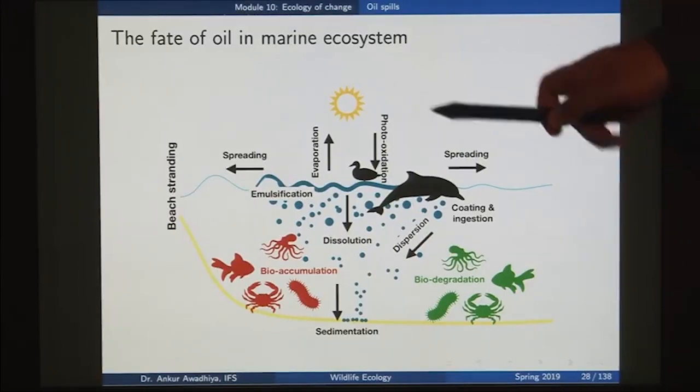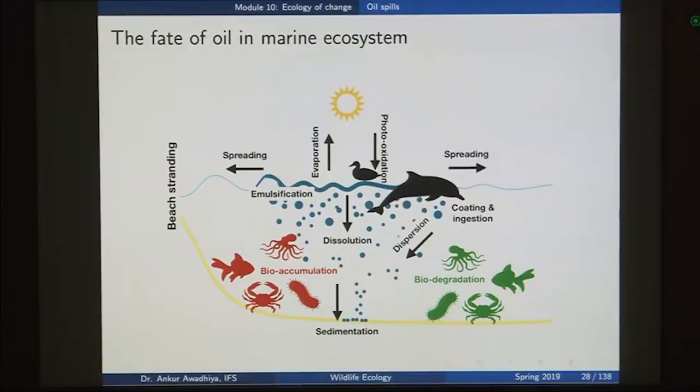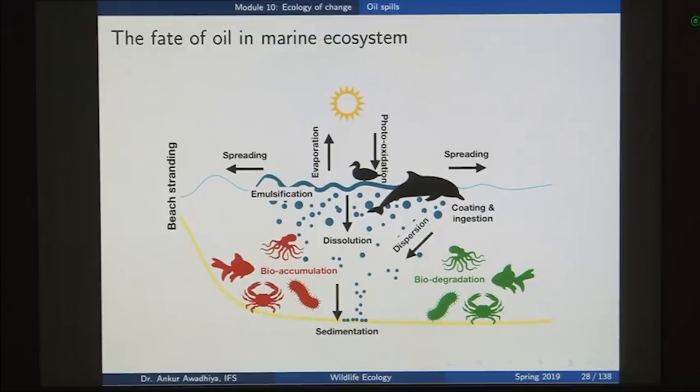The second thing that happens is photooxidation. Now, in the case of photooxidation, photo is light and oxidation is the chemical reaction that occurs because of the oxygen. Now, these hydrocarbons are exposed to the air and they are also exposed to the sun. So, in that case, there would be some degenerative reactions that will happen, and they will also remove some part of this oil away from the ecosystem.